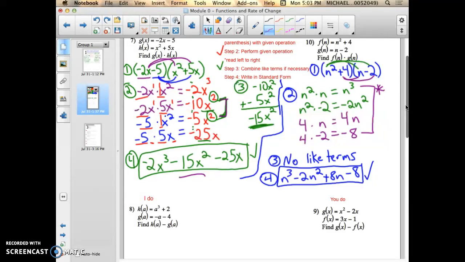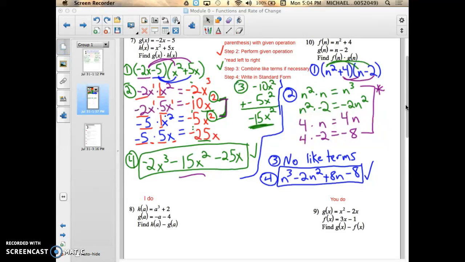Again, if you didn't get that for your answer, please raise your hand so I can come by and go over it with you. In the next video, I'm going to do example 8 and ask you to do example 9. And if you notice, example 8 is the operation of subtraction.